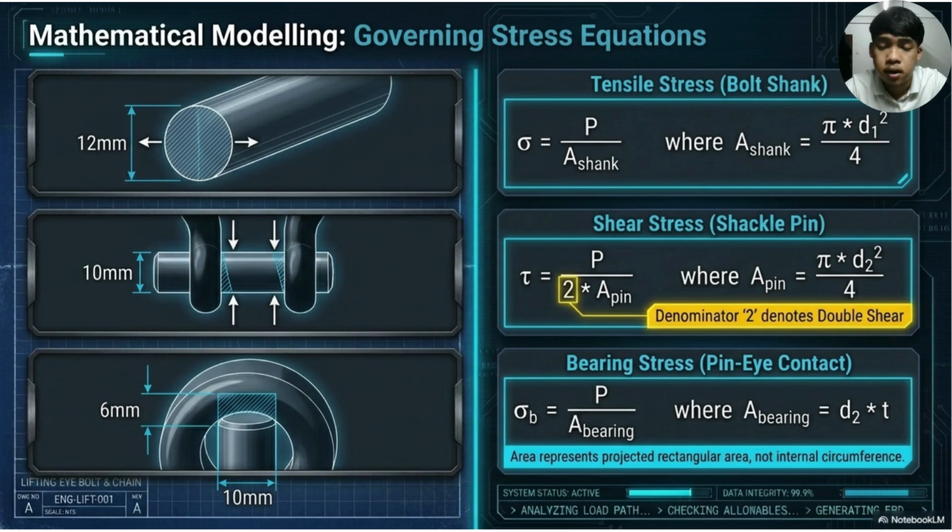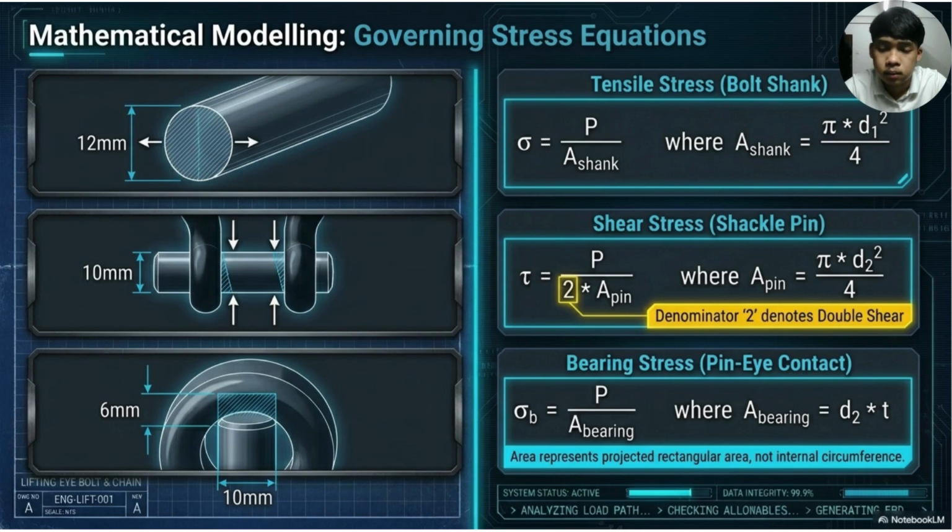Second is the shear stress, trying to slice through the shackle pin. The pin has 10 diameter. Our formula is tau equals P over 2 times A pin. Notice that 2 highlighted in the bottom of the fraction. That 2 is there because the pin is in double shear. The load is spread across two different shear planes where the shackle grips the pin.